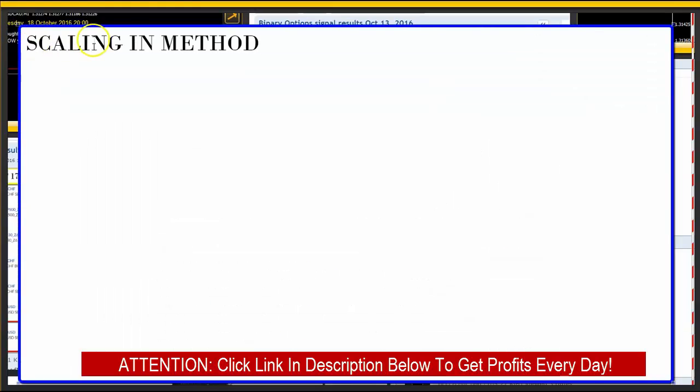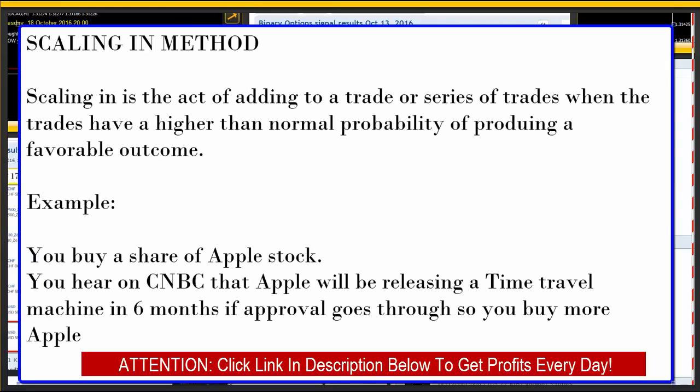Now we're going to talk about a scaling in method. Now, what is scaling in? Scaling in is the act of adding to a trade or a series of trades when the trades have a higher than normal probability of producing a favorable outcome. An example: you buy a share of Apple stock. You hear on CNBC that Apple will be releasing a time travel machine in 6 months if approval goes through, so you buy more Apple stock. Now, there's a favorable outcome that Apple, and it's not guaranteed, is going to shoot through the roof if a time travel machine happens or whatever.